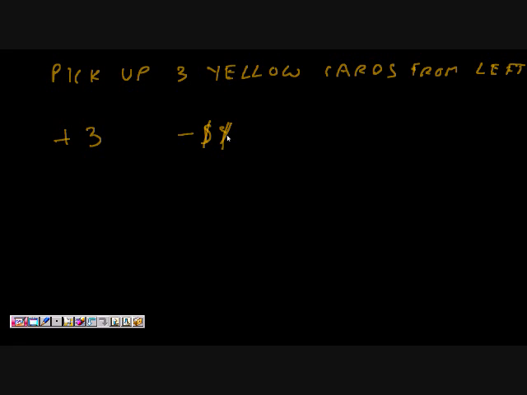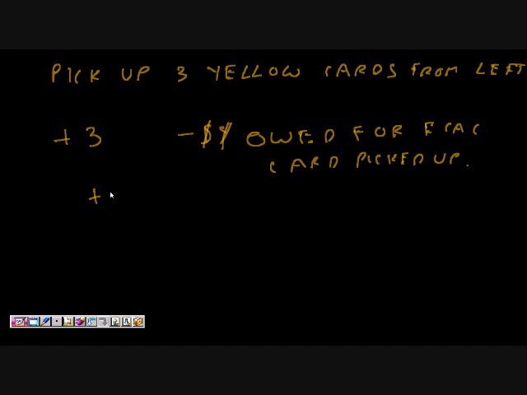So $1 owed for each card picked up. Okay. So how do you put it in a mathematical form? So you picked up 3 cards, which is a positive, but you owe $1 for each card picked up. So that means that you owe $3. So a positive number multiplied by a negative number, you'll get a negative number.